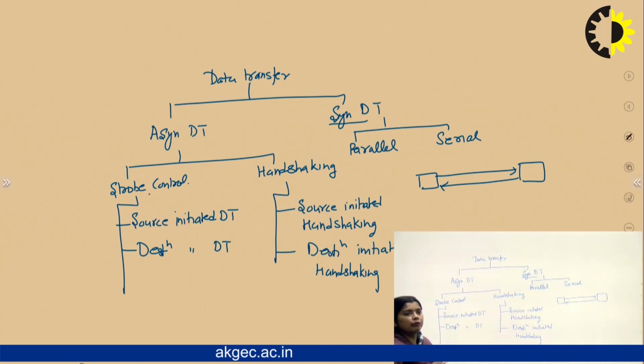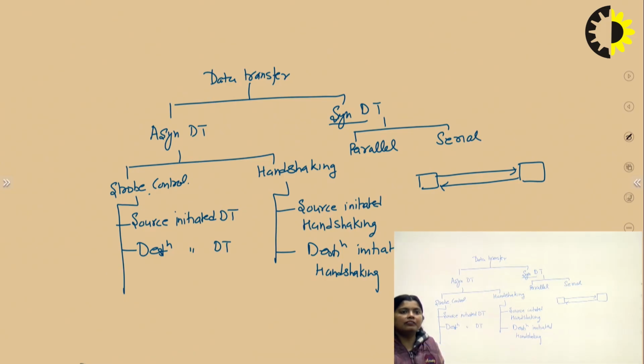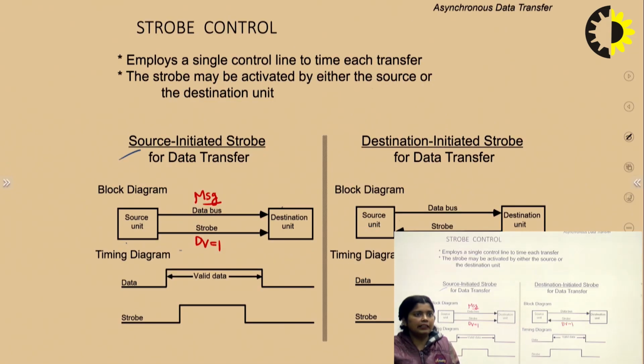In the Strobe control, it is further subdivided into source initiated and destination initiated. If the source is initiating the communication, then it is called source initiated. If the destination is ready to initiate the communication, then it is called destination initiated communication. Handshaking is again of two types. Whatever drawbacks are there in the Strobe control method will be overcome by the handshaking method. In the handshaking method, there is source initiated and destination initiated data transfer.